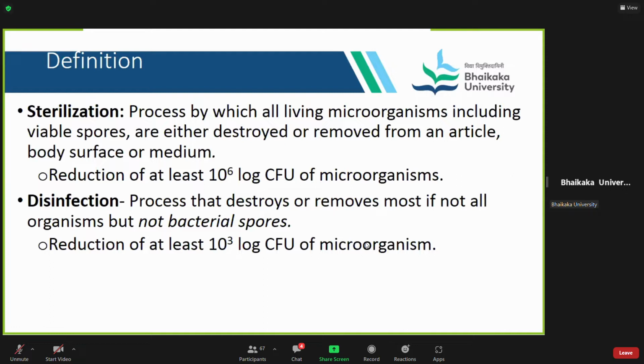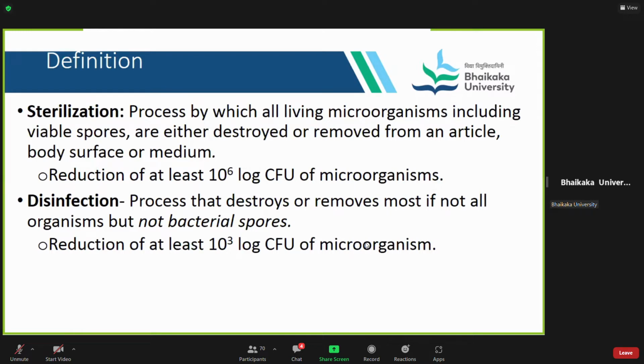The reduction in disinfection is 10 raised to the power 3 log CFU of microbes. So something sterile means almost free from microbes. Something disinfected means you are reducing the load of microorganisms on that particular surface or article or in the medium. You are not ensuring complete absence of organisms. And disinfection process targets vegetative organisms, the vegetative cells, growing stage. When they are in resting phase, that is, spores are not targeted when you're trying to disinfect an article or a surface.